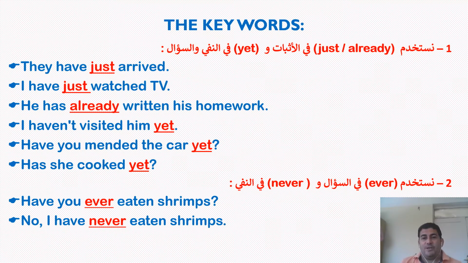The second point here, ever and never. We use ever in the question and never when you answer saying no. Have you ever eaten shrimps? No, I have never eaten shrimps. And we can use ever, but in the superlative degrees and comparison. Saying what or like what, you can say, this is the most enjoyable film I have ever seen. Again, this is the most enjoyable movie I have ever seen.